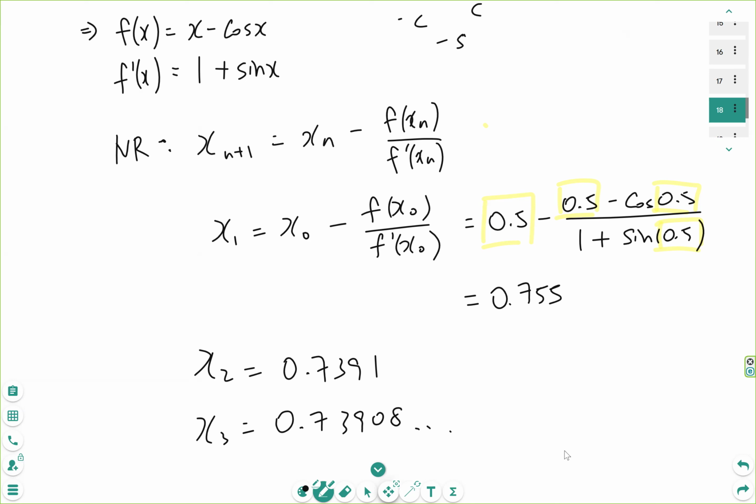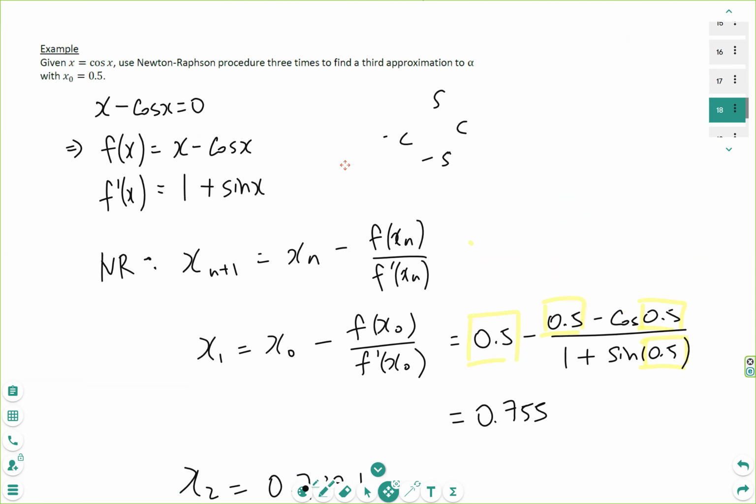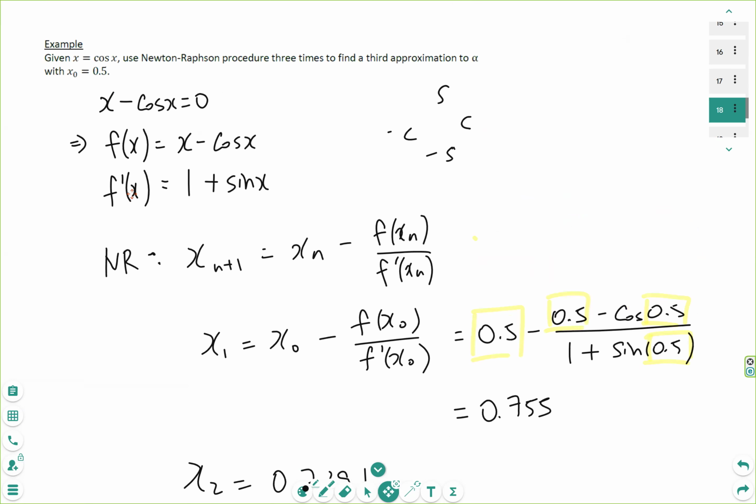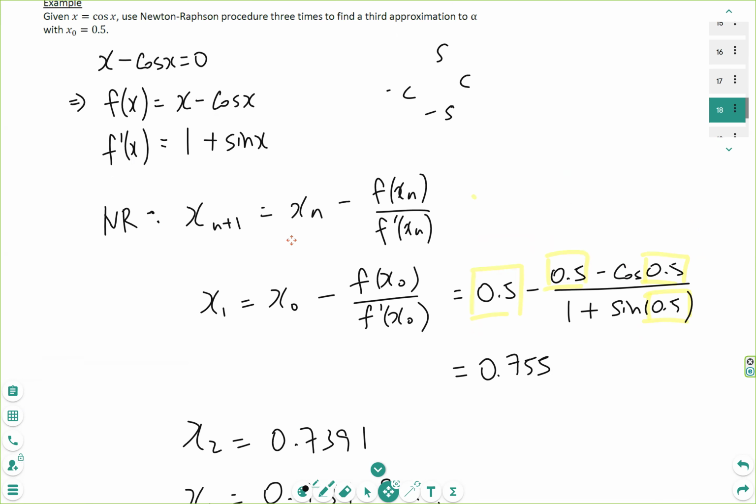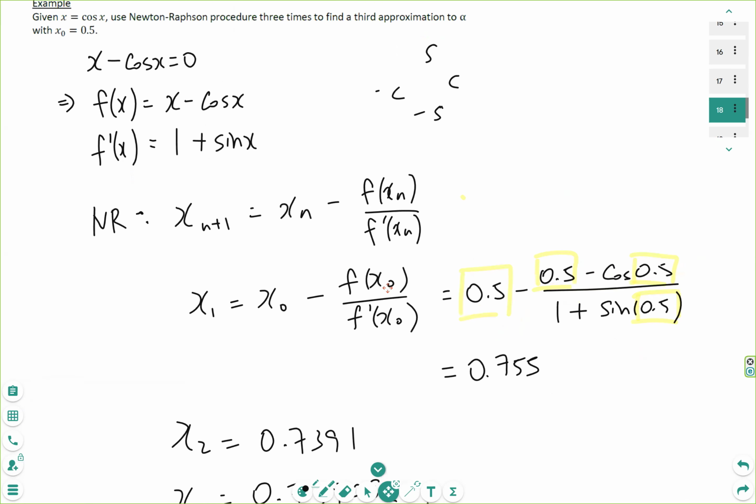Okay, and that's it really. So that's how you have to do the question. If you're happy with this, let me run through again. First of all, find f of x. Next, find the derivative, and then use the formula and substitute x0 into the formula.